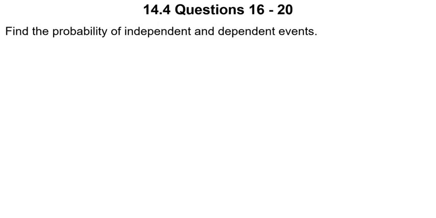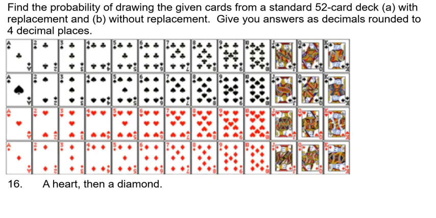Alrighty, everybody, we're now going to finish up assignment 14.4 by finding the probability of our independent and dependent events. So in 16 and 17, they're saying find the probability of drawing the given cards from a standard 52 card deck. First, we're going to do it with replacement, that'll be independent, and then we're going to do it without replacement, that'll be dependent. And then we want to give our answers as decimals rounded to 4 places.